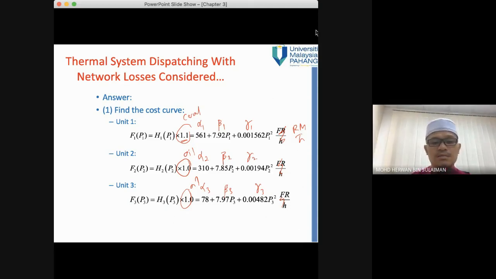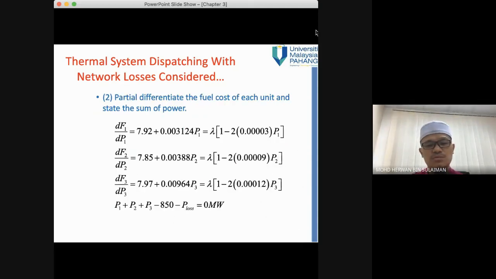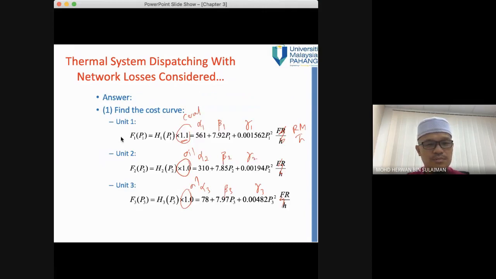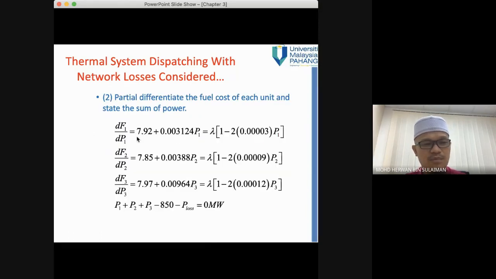Next you need to do the partial derivation. So df over dp with respect to p1. This one is cancelled, the p1 is cancelled, and this one p1 is maintained, but you need to multiply by 2, right? So that's why you get this value: 7.92 plus 0.003124 p1 equals lambda.